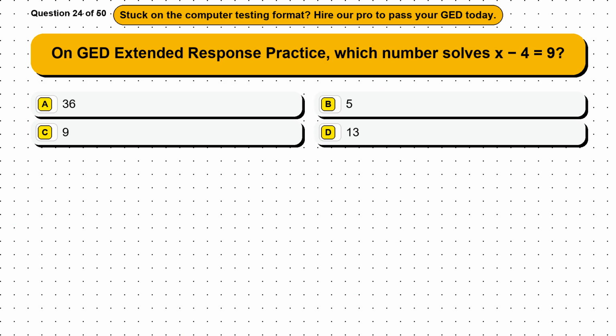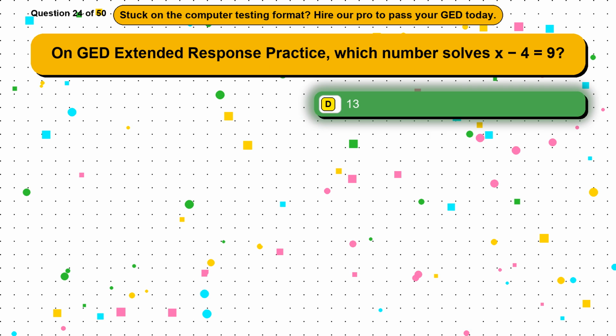Question 24. On GED Extended Response Practice, which number solves x minus 4 equals 9? Option A 36. Option B 5. Option C 9. Option D 13. The correct answer is option D.